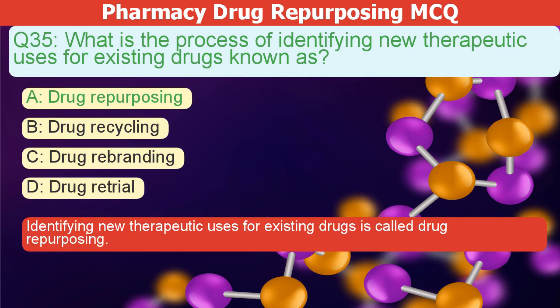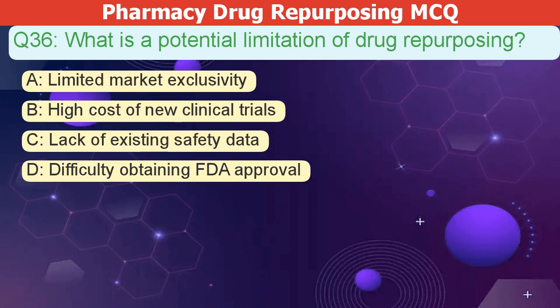The correct answer is A. Identifying new therapeutic uses for existing drugs is called drug repurposing. What is a potential limitation of drug repurposing? A. Limited market exclusivity. B. High cost of new clinical trials. C. Lack of existing safety data. D. Difficulty obtaining FDA approval.